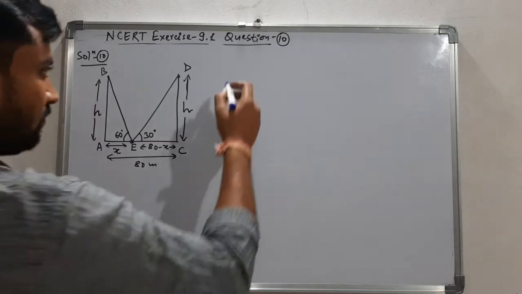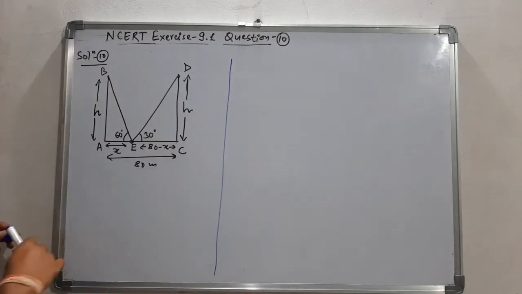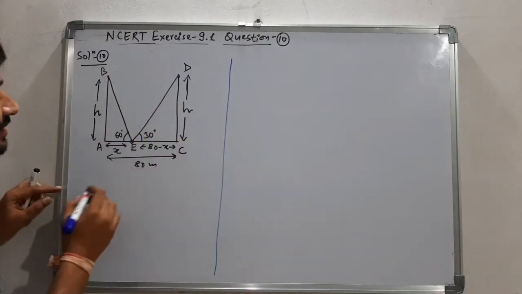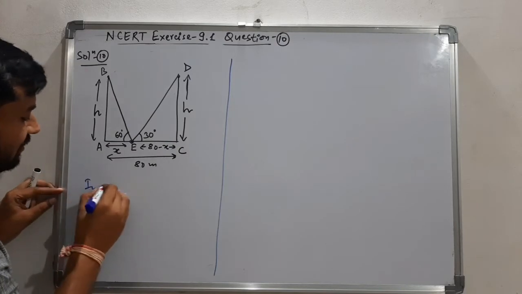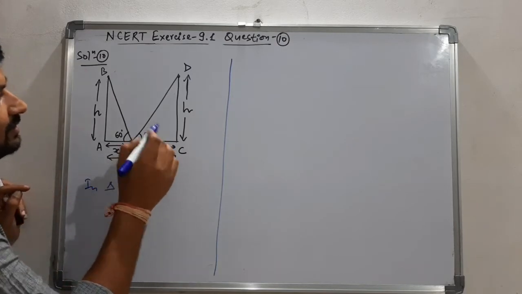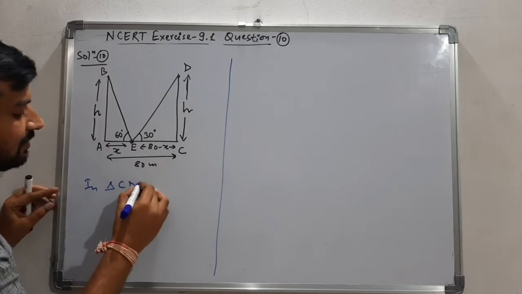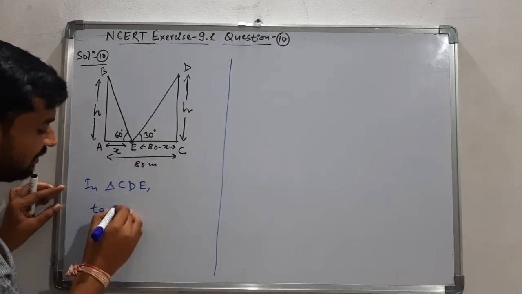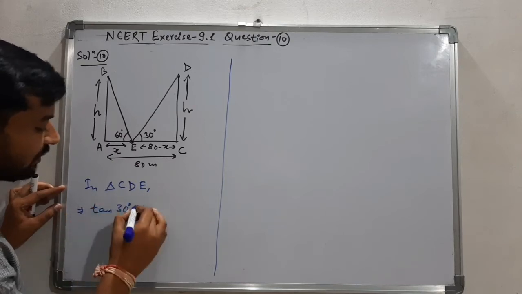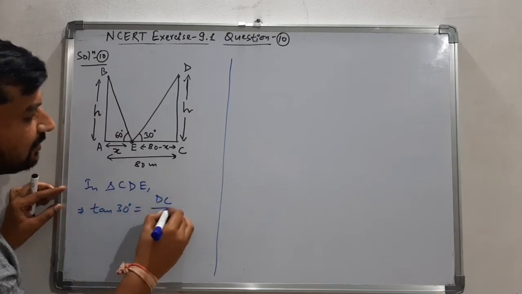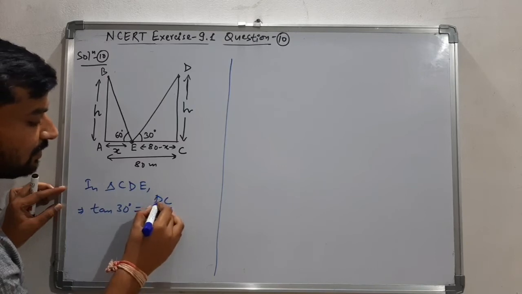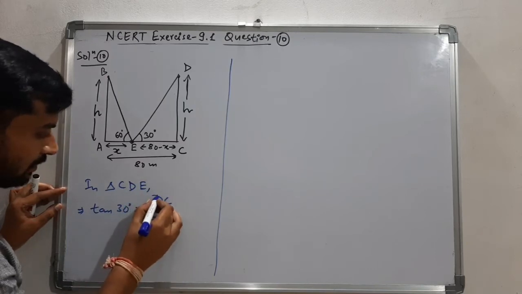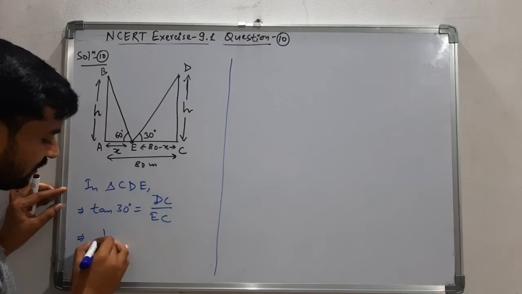So here we will be starting with the same situation. Let us consider the triangle CDE in which the angle is 30 degrees. So I am taking tan 30 here, which is perpendicular, that is DC, and the base is AC. Now tan 30 is 1 by root 3.